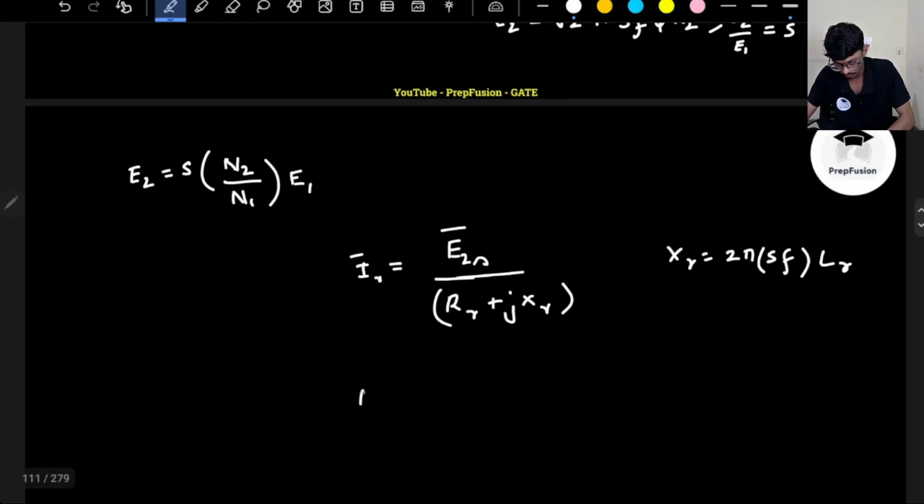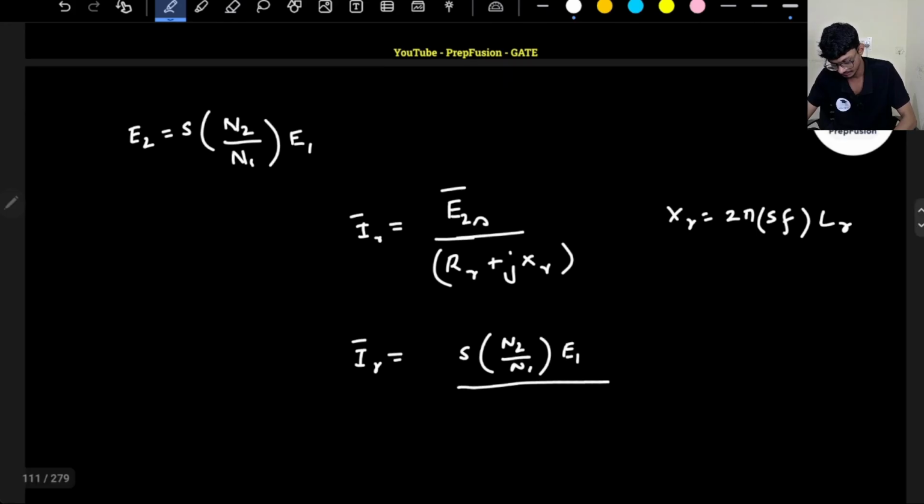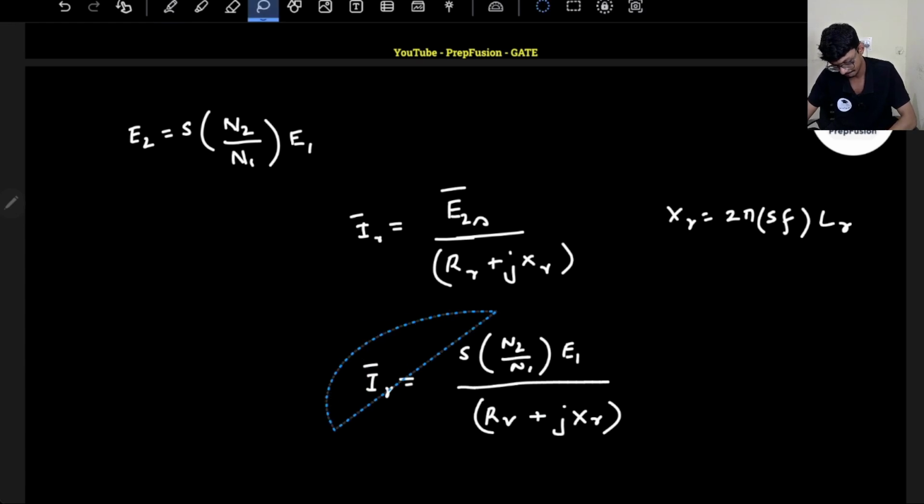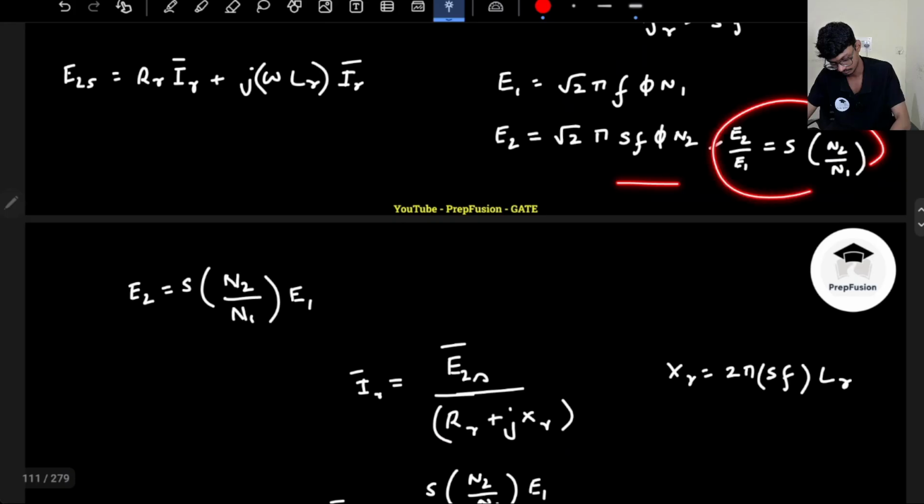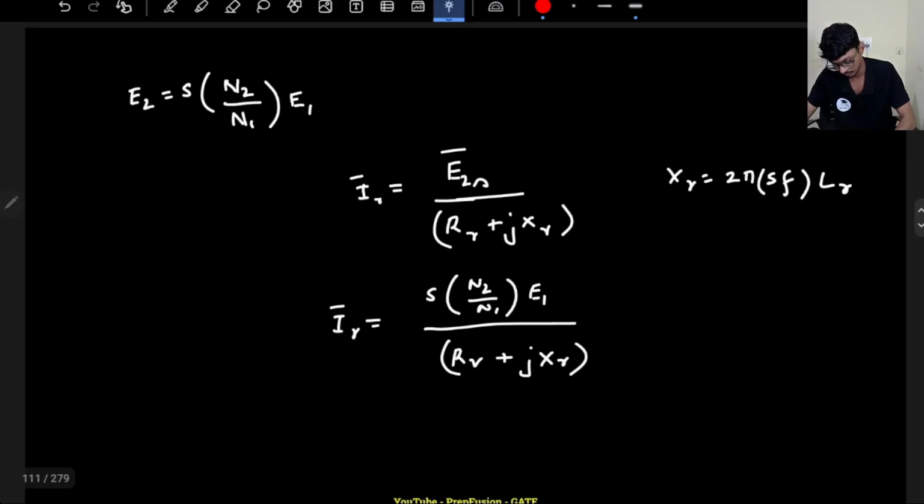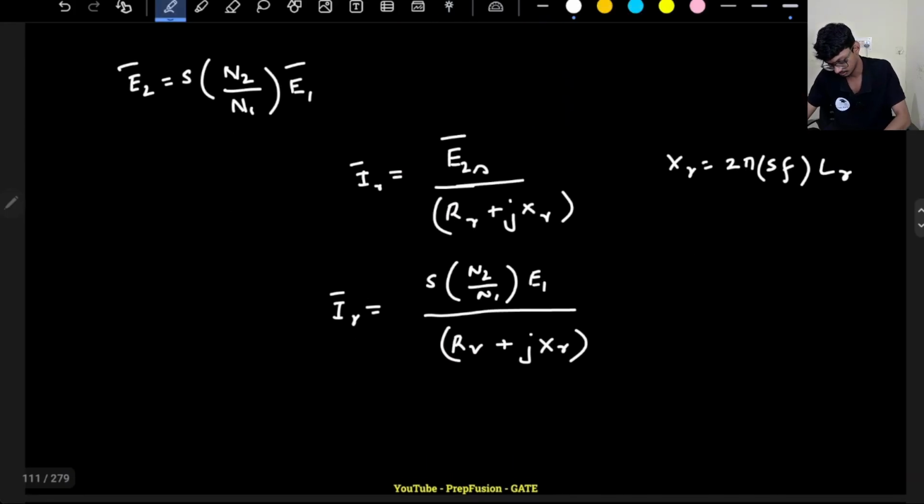So IR is basically equal to E2S. I know the value of E2S in terms of E1. So it is S into N2 divided by N1 into E1, divided by RR plus jXR. Okay, this is what my E2S is equal to. I just derived it here.